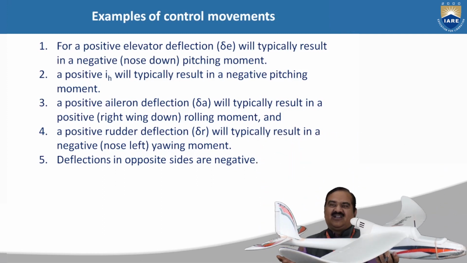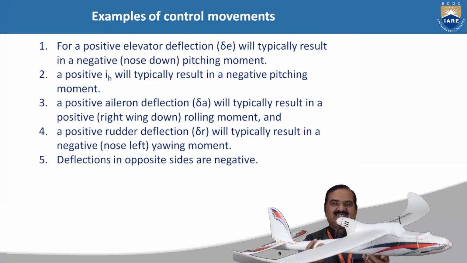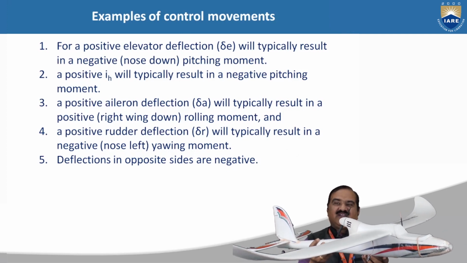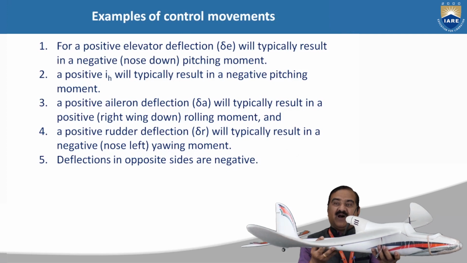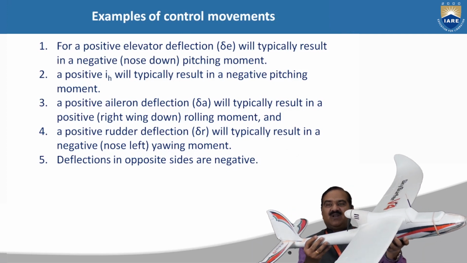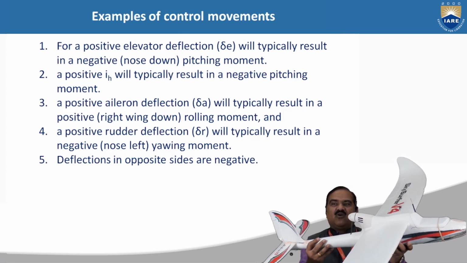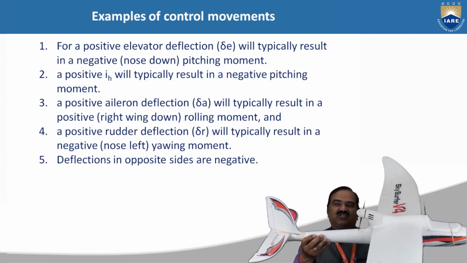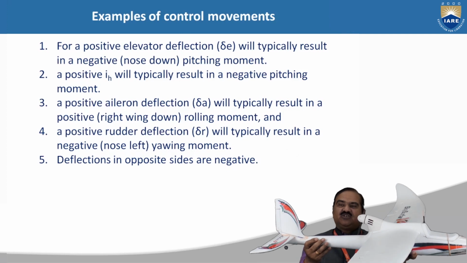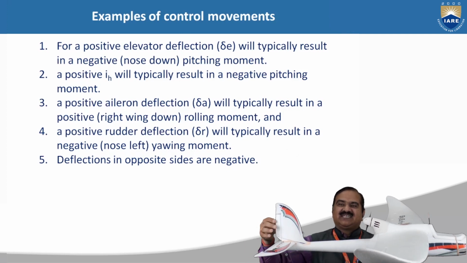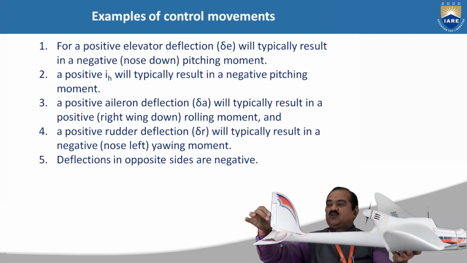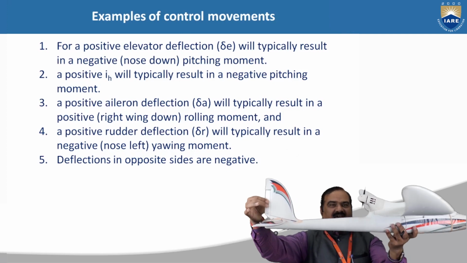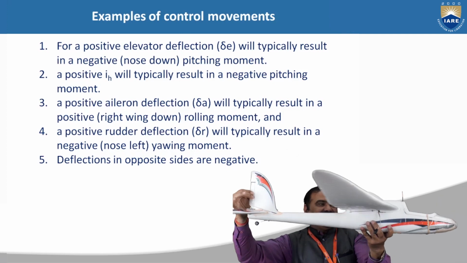A positive aileron deflection will typically result in a positive right wing down rolling moment. So if it is positive, your right wing will be down. If the right wing is like this, it is a positive rolling. A positive rudder deflection will typically result in a negative nose left. So if it is positive like this, the aircraft will be yawing like this.